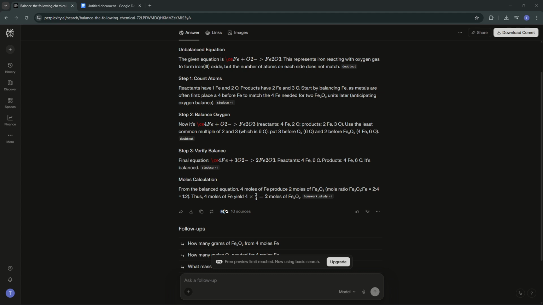Log in, craft a precise prompt with your equation, desired outcome, and given values. Then review the response and use follow-up questions to clarify stoichiometry, verify units, and reinforce your understanding with a practice variation. With clear inputs and thoughtful checks, Perplexity becomes a powerful partner for mastering chemistry problems.